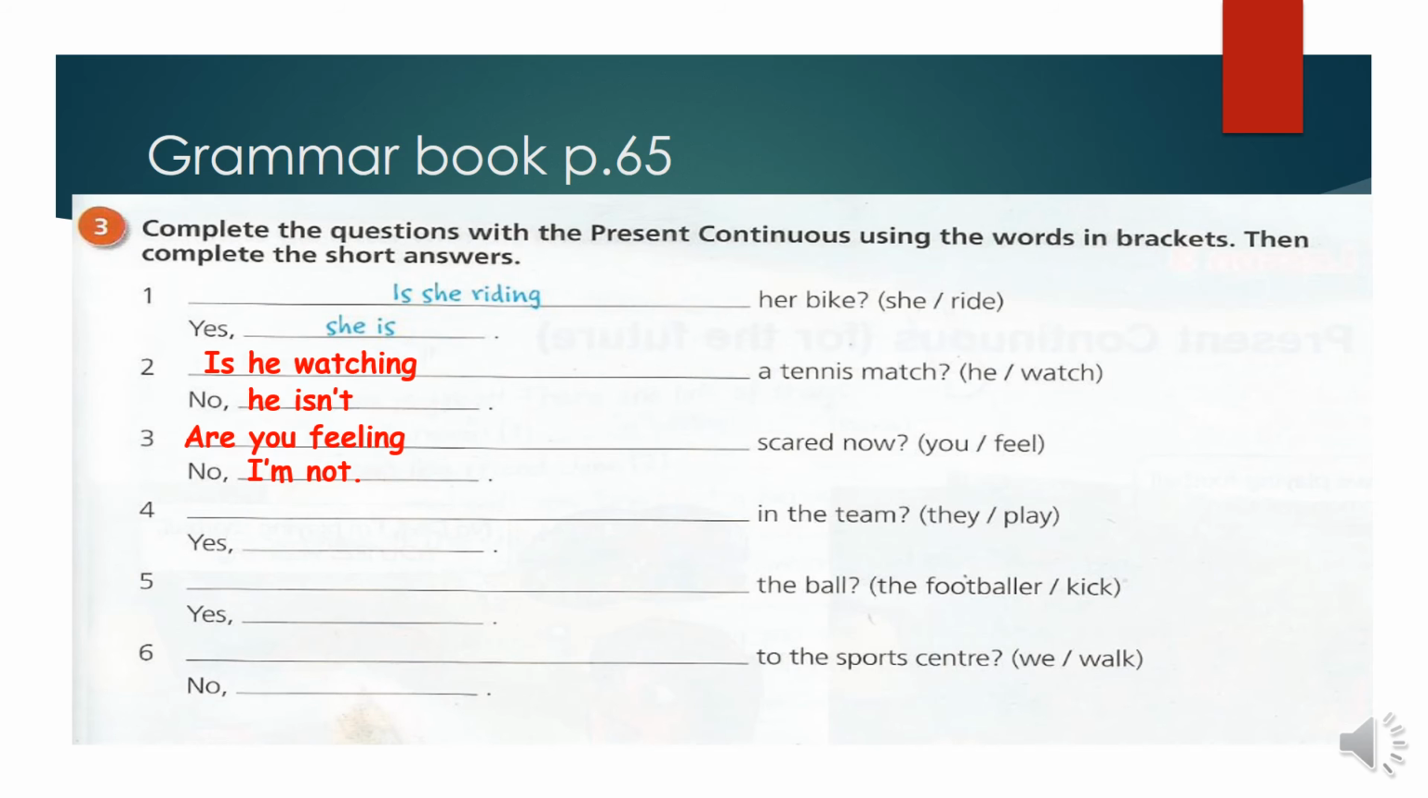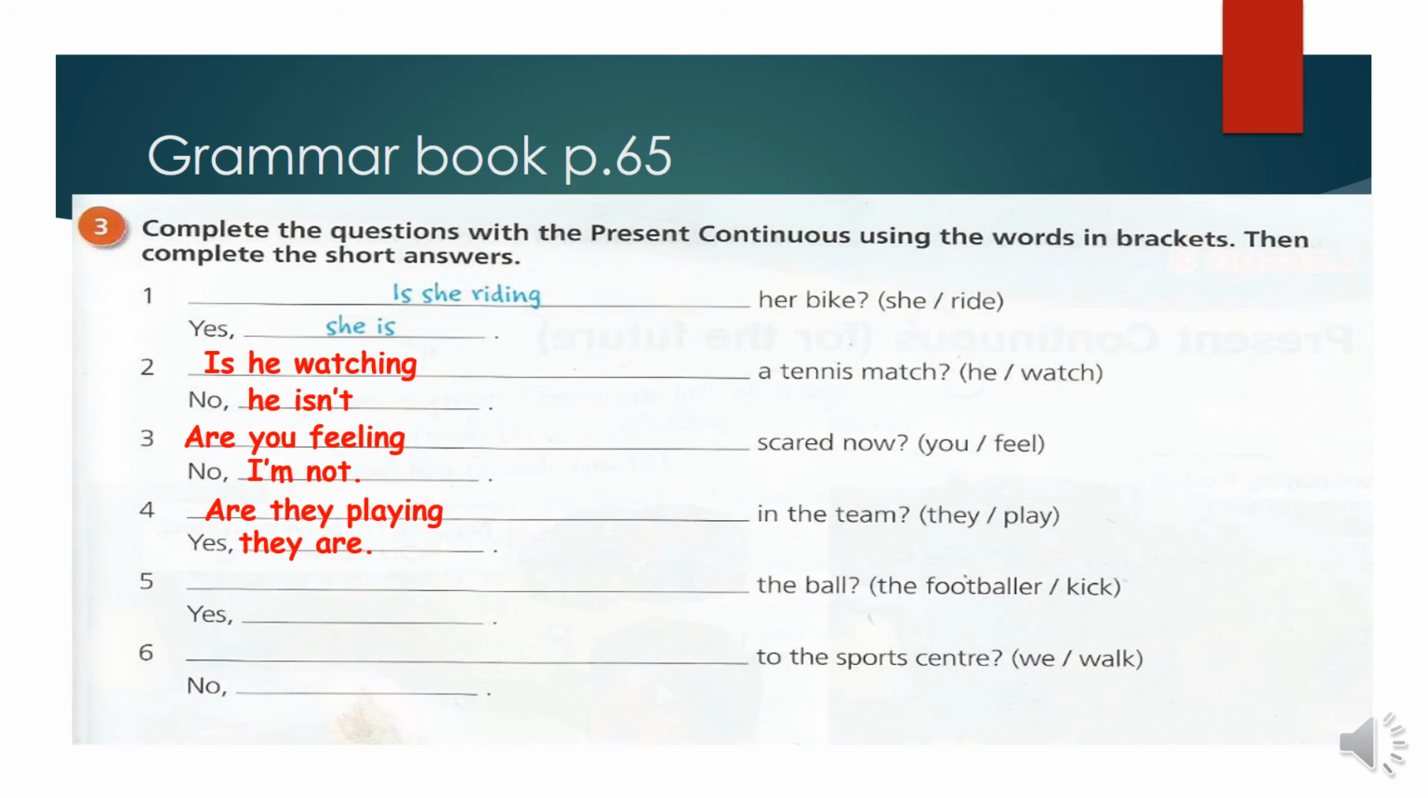No, I'm not. Okay, what about number four? Let's read. In the team, and the question, they play, it will be: are they playing in the team? Yes, they are.